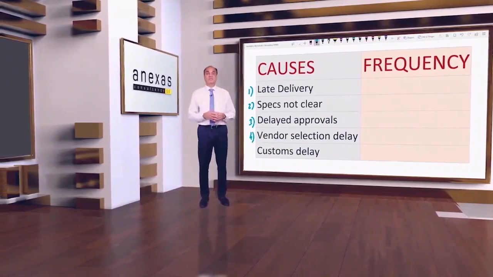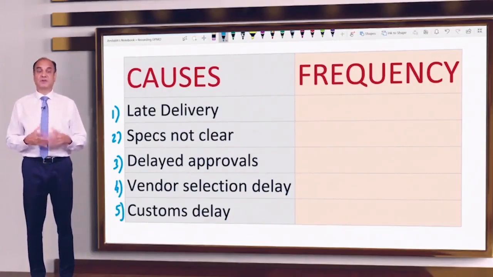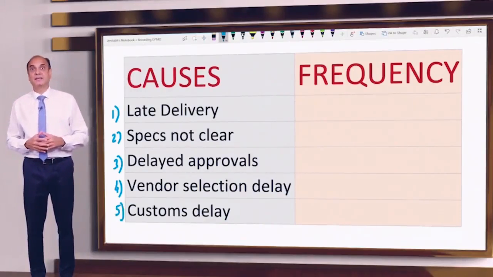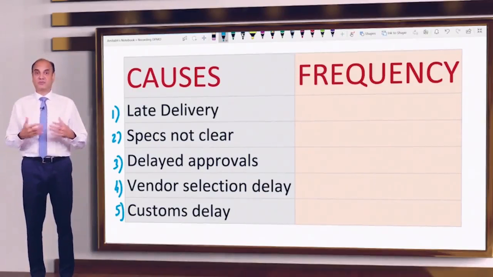So the 5 causes which I've listed down are, let's say, late deliveries is one of the causes of procurement delays. Then specifications are not clear. There's also another cause. Maybe the delayed approvals are found to be one of the causes, and then the delayed vendor selection and the customs delay.